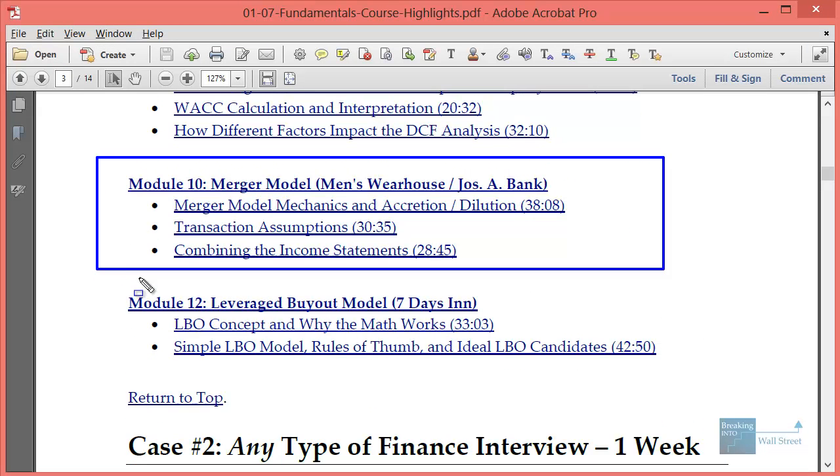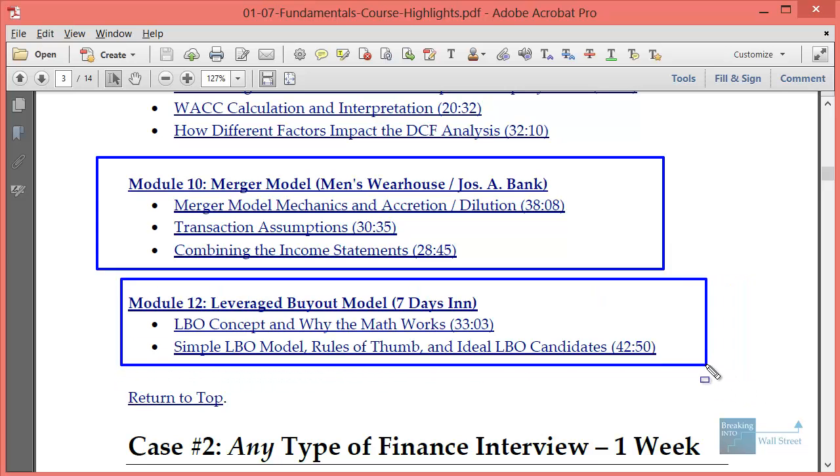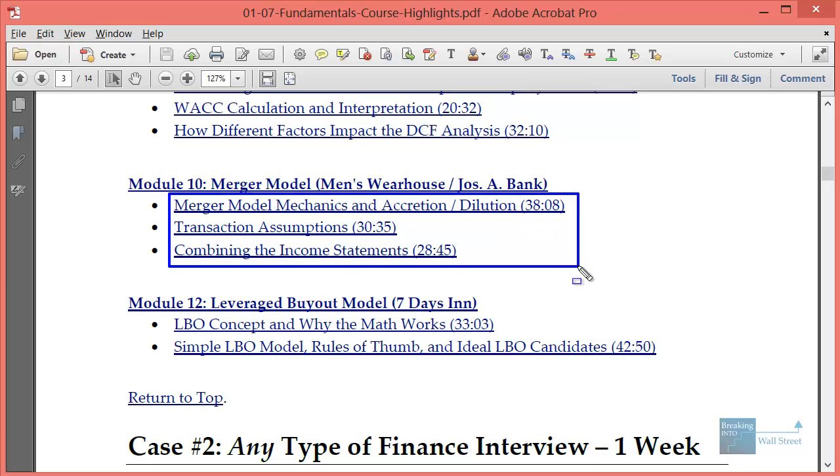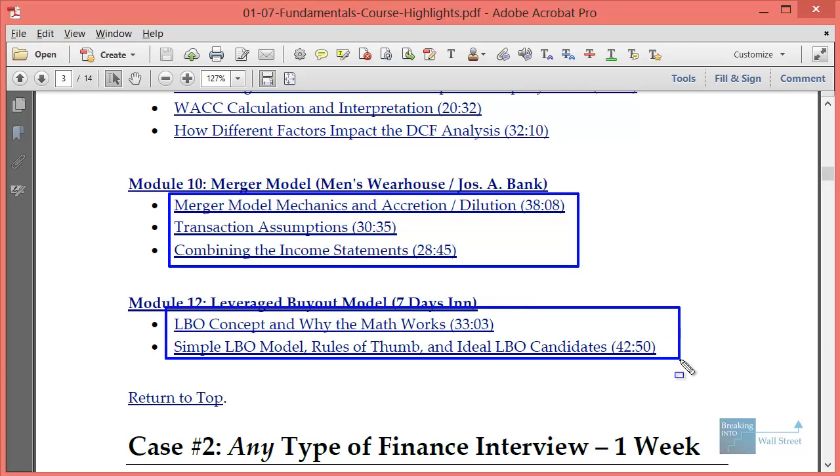So these are both introductory modules to the merger model and LBO model. We have some of the introductory lessons on these topics here in the merger model, and then a few lessons later on. And then in the LBO model, we really just have the first 2 lessons in the course, because at this level, you don't have time to go through it in detail, but you do need to know about the concept and the how and why it works, and some of the rules of thumb that you can use to calculate returns and decide what makes for a good buyout candidate.